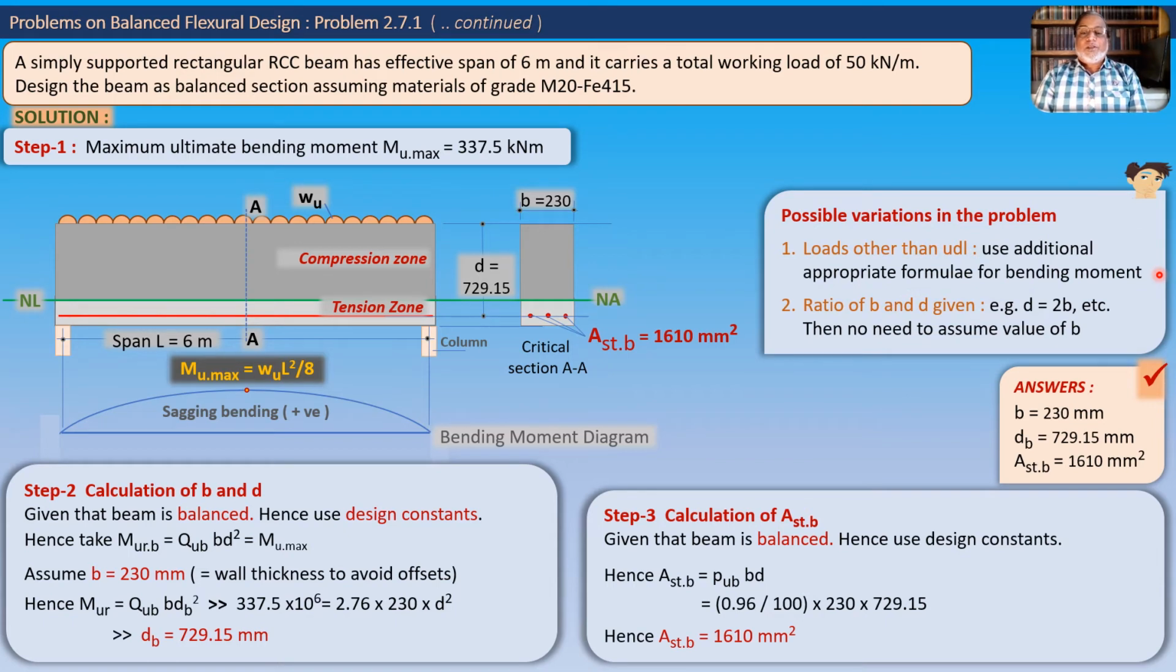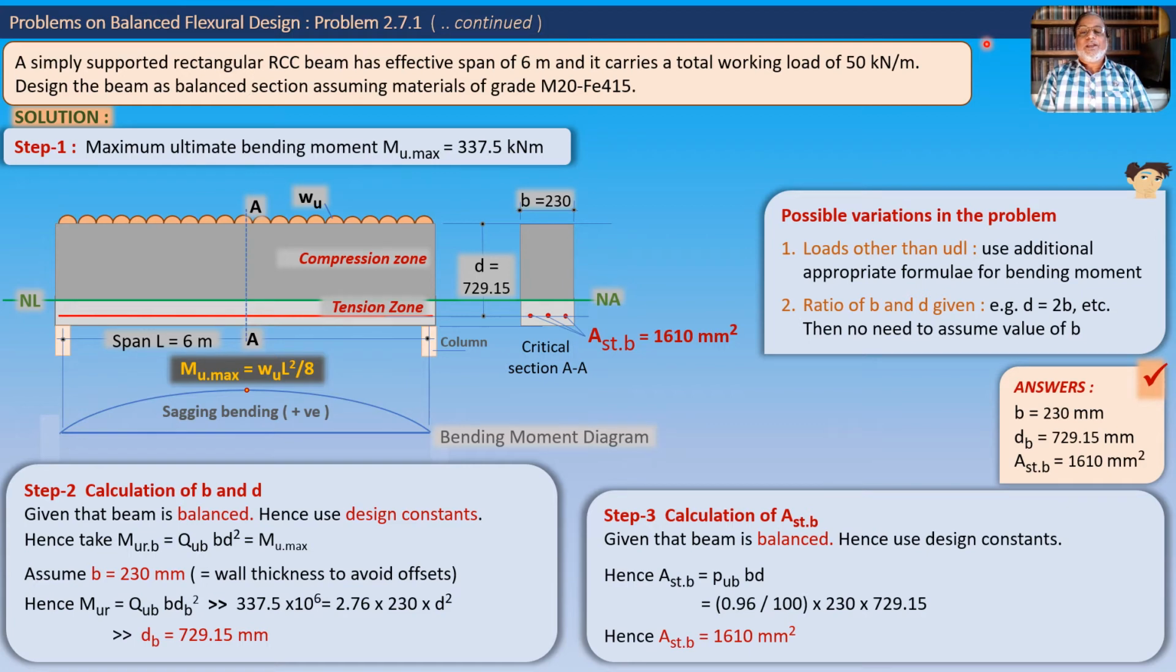Now there can be some variations in this problem. Small variations can occur in the data and the procedure of solution of the problem. So instead of solving completely new problems like this, if we just understand the variations that can be possible in the problem, we can understand how we can solve the other problems also. There are two possible variations. One is the loads can be other than the UDLs. This is a UDL, uniformly distributed load.